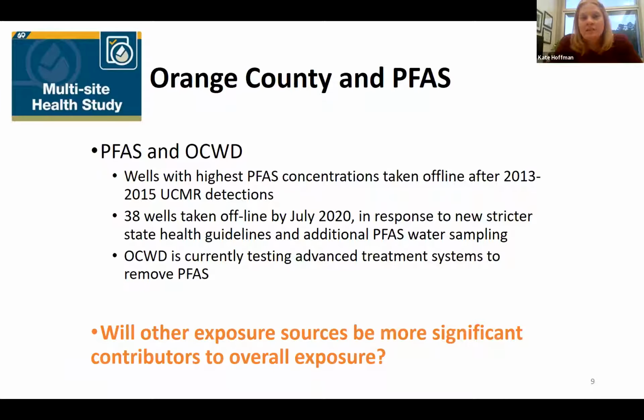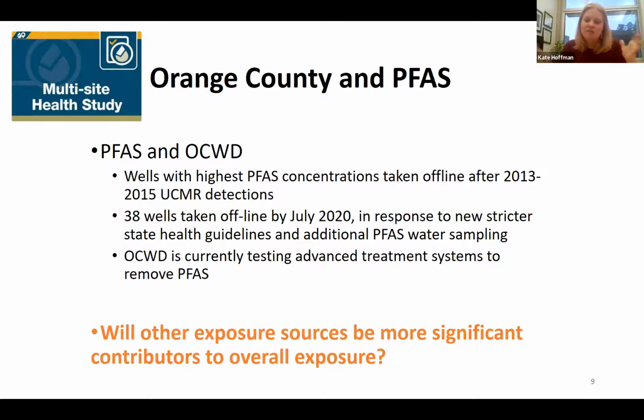Okay. One thing about PFAS in the Orange County Water District, and I think a lot of other water districts, particularly in California, is that once PFAS were detected in that 2013-2015 UCMR report, those wells with the highest concentrations were taken offline. Since that time, there's been additional well monitoring and changes in which wells were used at different times, including 38 wells being taken offline in July of 2020 in response to new stricter state health guidelines to reduce the levels of PFAS in finished drinking water that people were receiving. And I'll also note that, at great cost, Orange County is currently testing advanced treatment systems for their drinking water to remove PFAS.